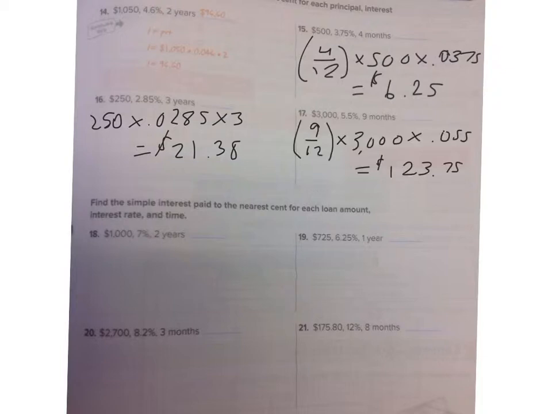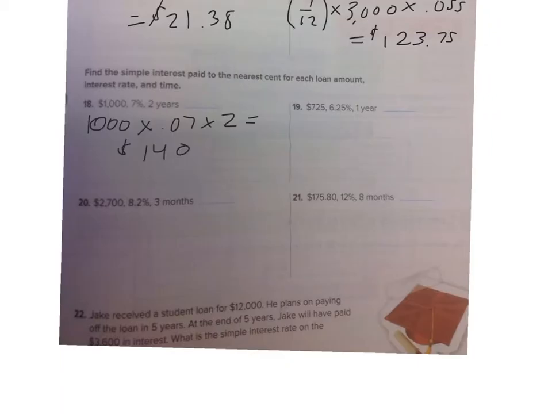For number 17, we need to change our months into years again. So we'll start with 9 divided by 12, multiply by 3,000, and then times 0.055 to get our final answer of $123.75. Number 18, we'll take 1,000 times 0.07 times 2 equals $140.